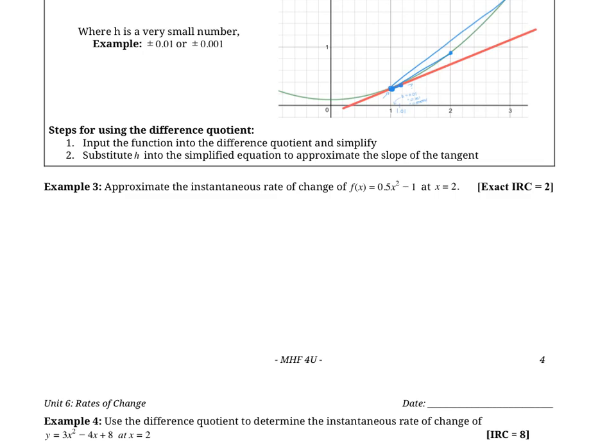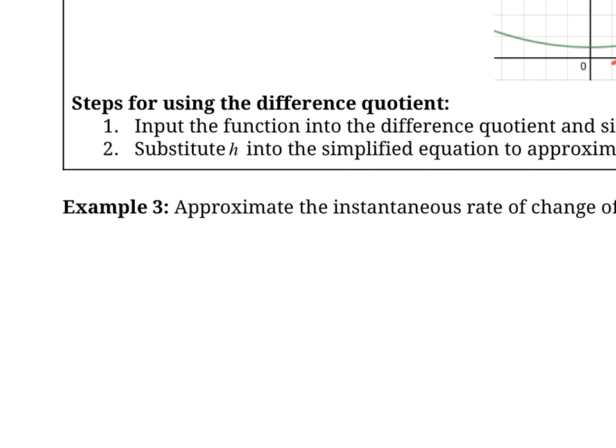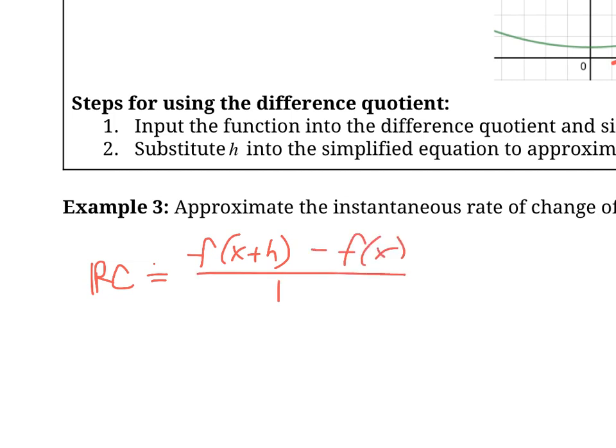Whenever we want to find the instantaneous rate of change, we can apply the difference quotient. So I'm just going to write out the formula for the difference quotient. IRC, instantaneous rate of change, is approximately equal to f at x plus h minus f at x all over h. Okay, now I plug in my function.